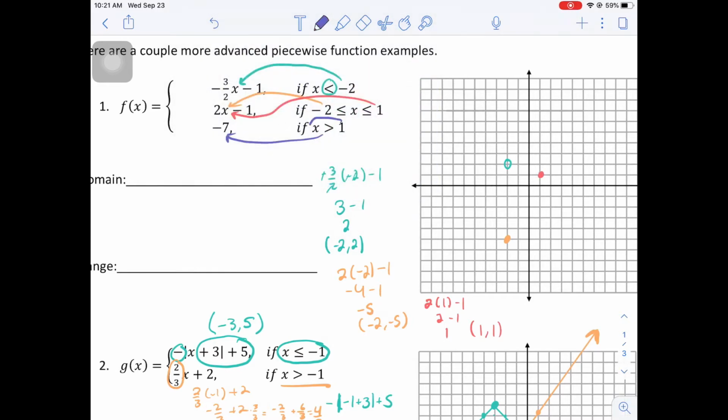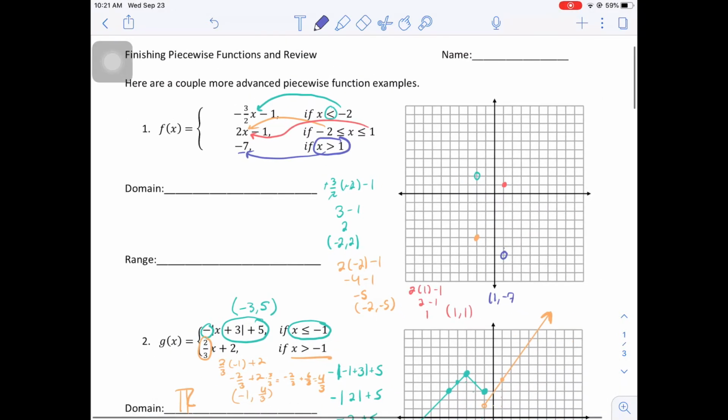And then the last point we have is when x is greater than 1, we have negative 7. So that would tell us 1, negative 7. So we go to negative 7, and that's an open circle. Okay, and we can actually plot that, right? It's saying it's going to stay negative 7 as long as we're going to the right of 1. So we have that horizontal line.